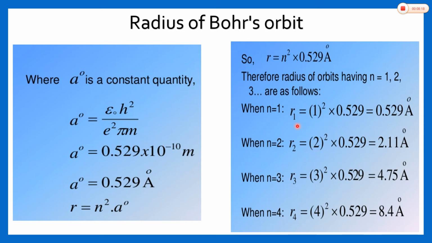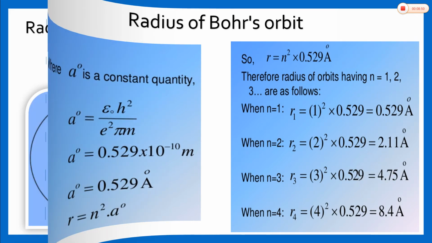See here, r1 is equal to n square, that is 1 square, and 0.529, we get 0.529 angstrom unit. For the second orbit, if we want to obtain it, what value of n do we have to put? 2 square. So 4 into a naught. r3 is equal to 3 square, that is 9 into 0.529. r4 is equal to 4 square, that is 16 into 0.529. Thus we can obtain the different values for the radii of the different orbits.